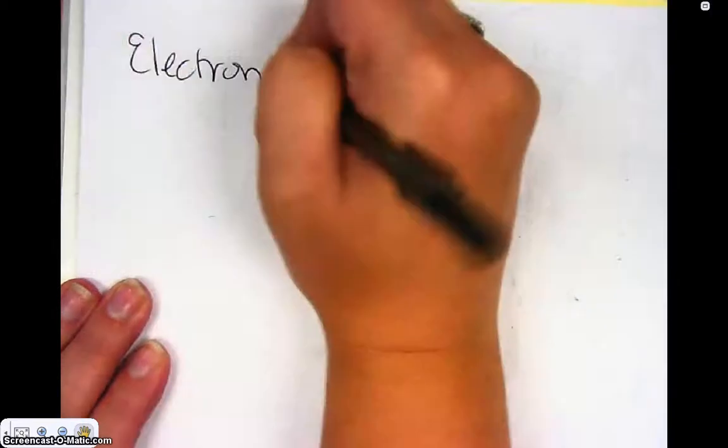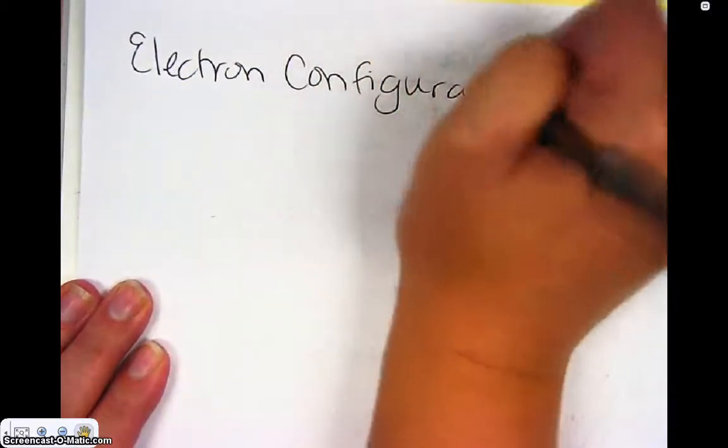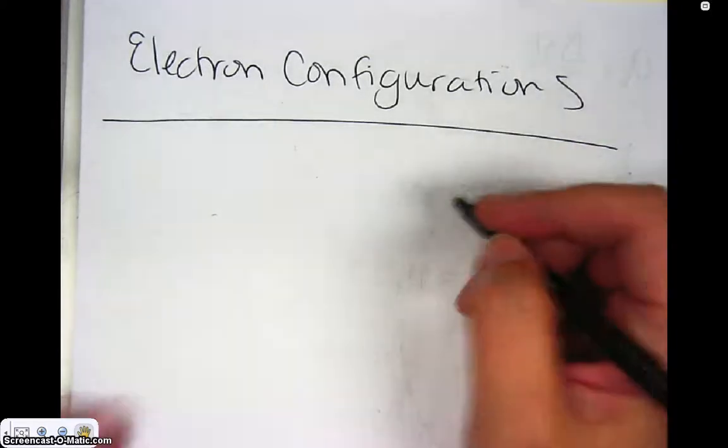Alright, in this video I'm going to talk about electron configurations. If you have already figured out and mastered orbital diagrams, this is essentially just a shortened version of that. In the orbital diagrams, you had to draw all the boxes and arrows to show all the rules. So let me just do an example of one of those.